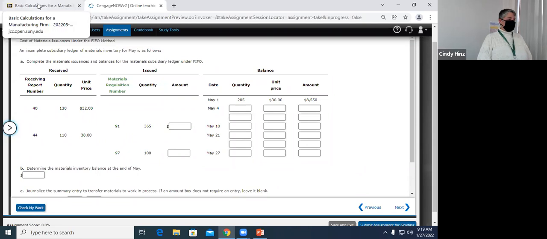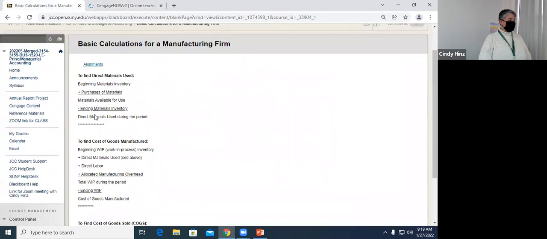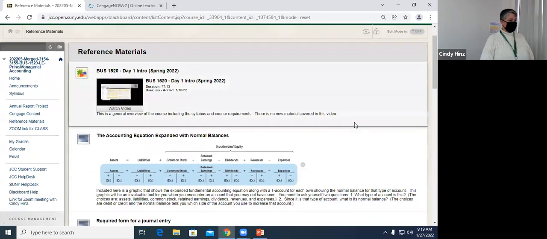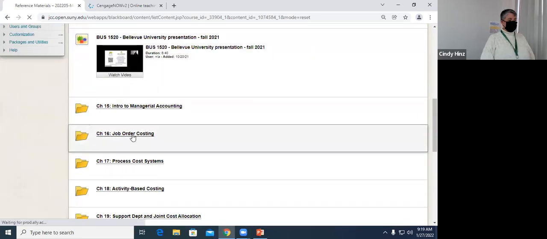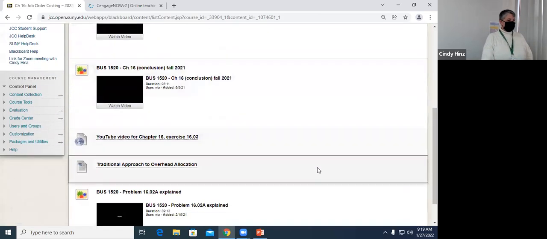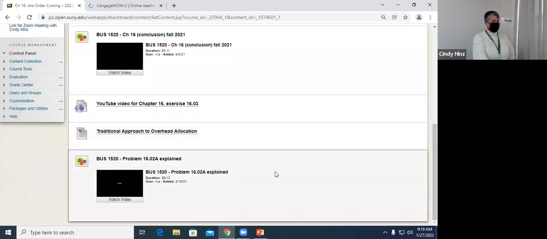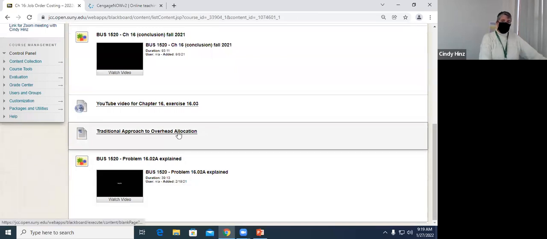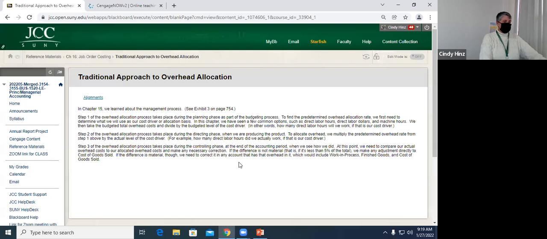Because we are now getting into chapter 16 for real, rather than just the brief introduction we did last class to talk about the difference between job order cost and process costing and why companies would choose to use one or the other. Before we really get into that, I just want to show you something else in the reference materials folder. We go into the chapter 16 folder. You'll notice in addition to the videos, there are a couple other pieces out here. And one is formulas that we will be using, probably not today, but possibly we will get to these today. But there's some explanation of how to use the traditional approach to overhead allocation. So these are essentially formulas, but written out in words explaining how to do that.